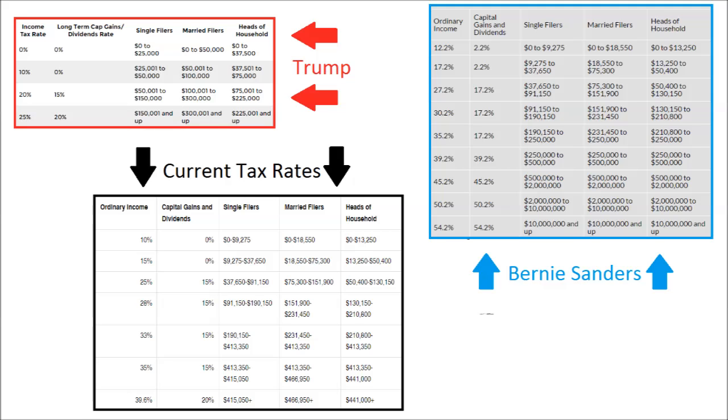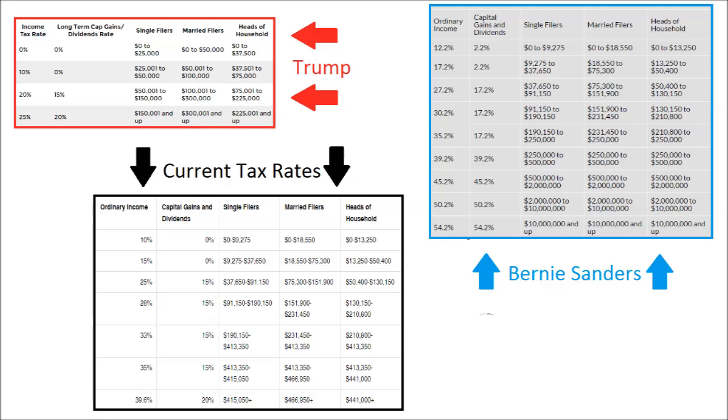And you'll see that with his tax plan, the highest income tax rate at all will be 25%, and the highest tax rate for income on capital gains and dividends will be 20%, and that's for $150,000 and up. So that could be a huge range. Whether you make $30 million or your income was $160,000, you're still going to have that 25% income tax rate.